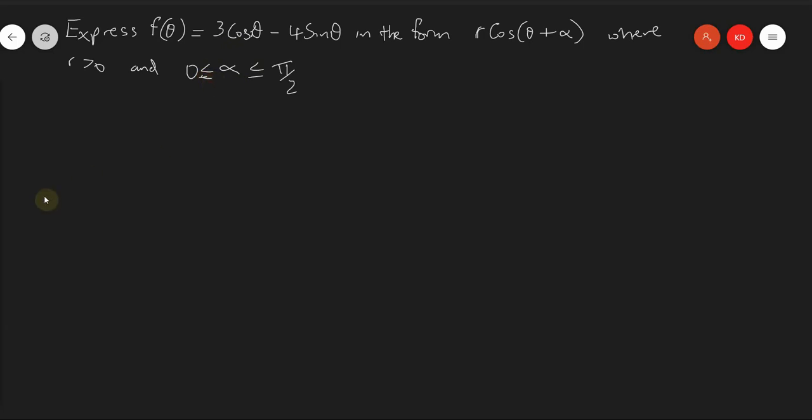Okay, so we'll be continuing the 2013 Pre-Maths Unit 1 past paper. This is part B of question 3, specifically B1.